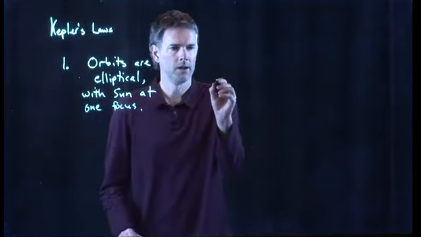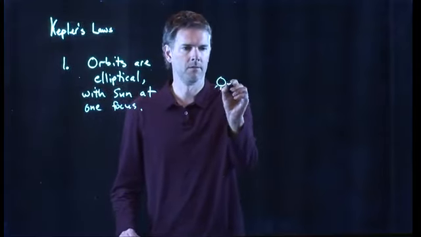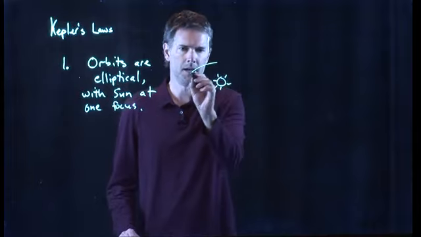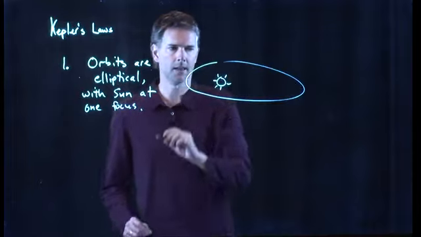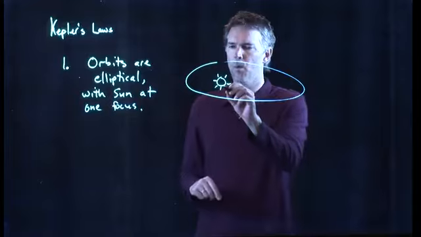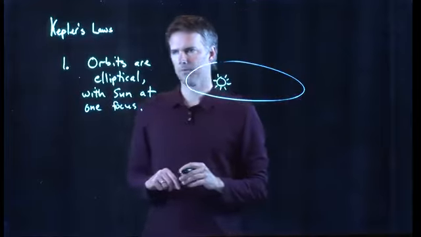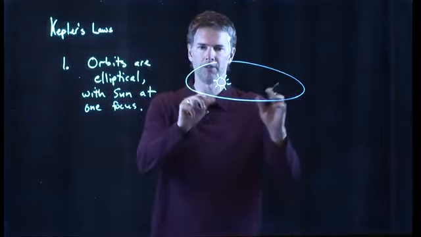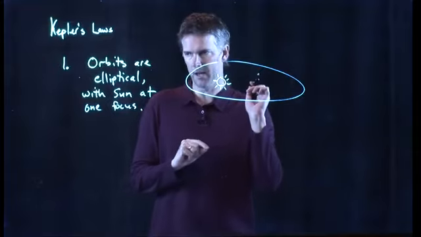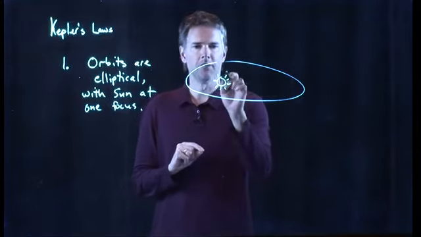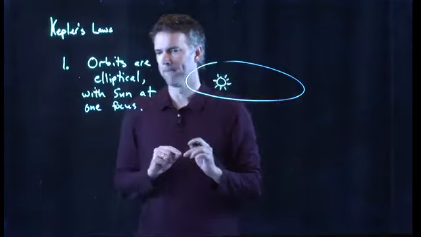Okay, so here's our sun. Planet goes around the sun like that. The sun is at one focus of the ellipse. Okay, and an ellipse has two foci. There's one there and there's one on the other side by symmetry. The sun is at one of those foci.